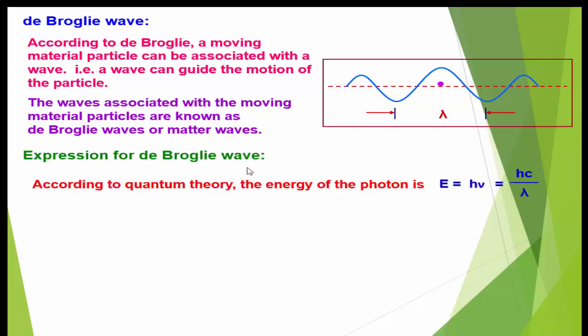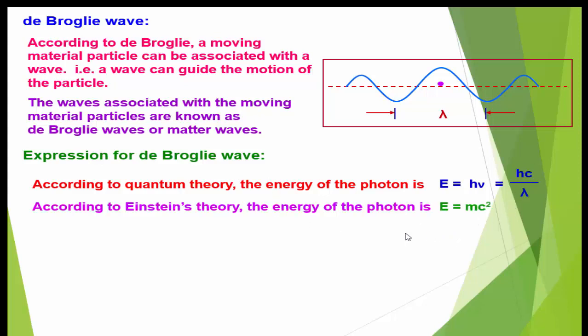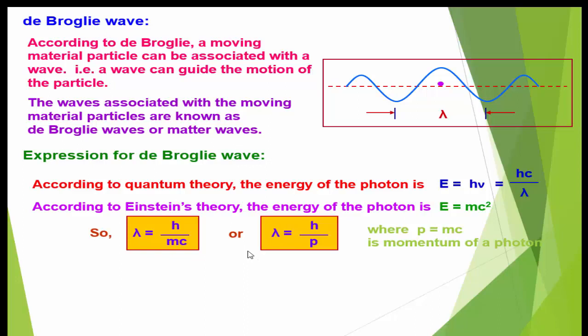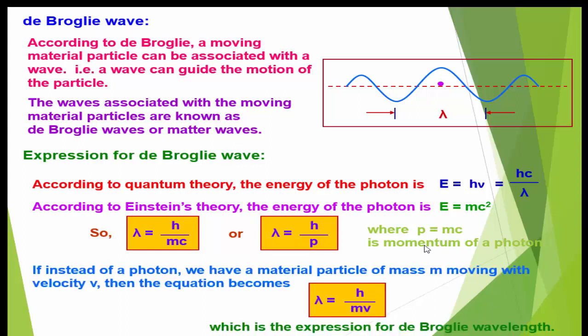According to quantum theory, the energy of the photon is E equal to h nu or hc divided by lambda, and another formula is E equal to mc square. Using these two equations, you get lambda equal to h divided by mc, or lambda equal to h divided by p. Here p is equal to m into c, the momentum of a photon. Or suppose you express this equation in the form of material particles of mass m moving with velocity v, then the equation becomes lambda equal to h divided by mv, which is the expression for de Broglie wavelength.